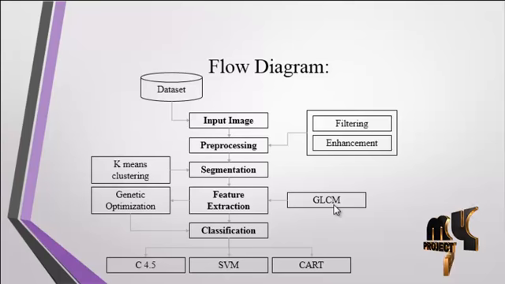GLCM is abbreviated as gray level co-occurrence matrix. After the extraction of GLCM features, genetic optimization is carried out to encode the features or to limit the features. After the optimization process, the classification is done using 3 types of classifiers. The first one is C4.5, the second one is SVM, and the third one is CART. After the classification by these 3 classifiers, the performance and comparison of the 3 classifiers is estimated for accuracy and sensitivity and then plotted as a graph.